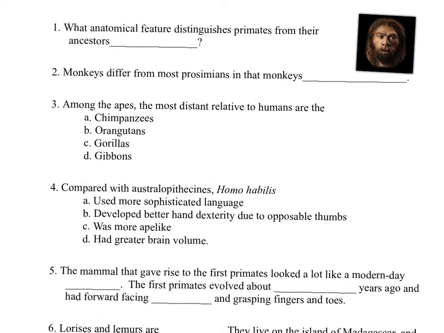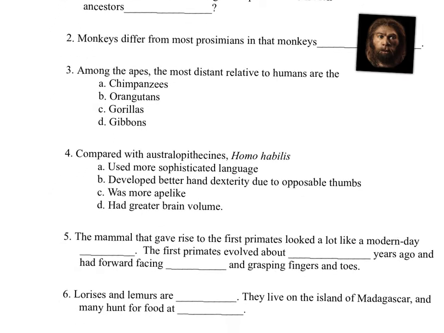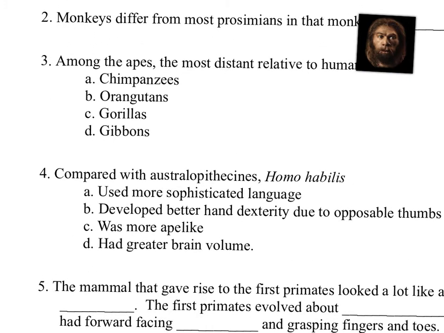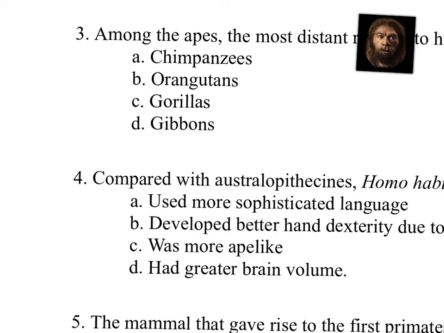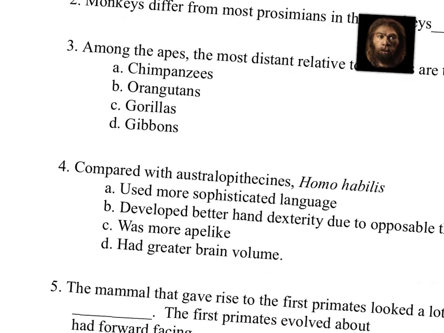When we look among the apes, the most distant relative to humans, remember it would be something that's not an ape. So chimpanzees are apes, orangutans are apes, gorillas are apes, and gibbons, all of these are apes. So if this was on the test, you can't necessarily differentiate based on whether it's ape versus monkey. But what you can differentiate is the great apes, which is chimpanzee, orangs, and gorillas, versus gibbons. So the correct answer in this case would be gibbons.